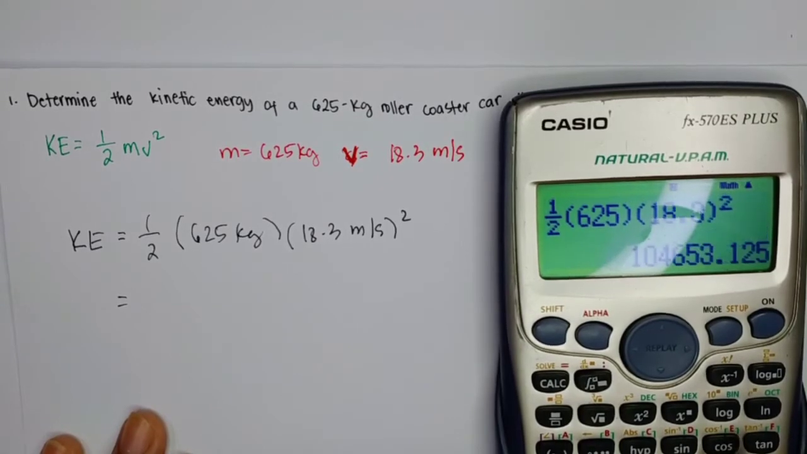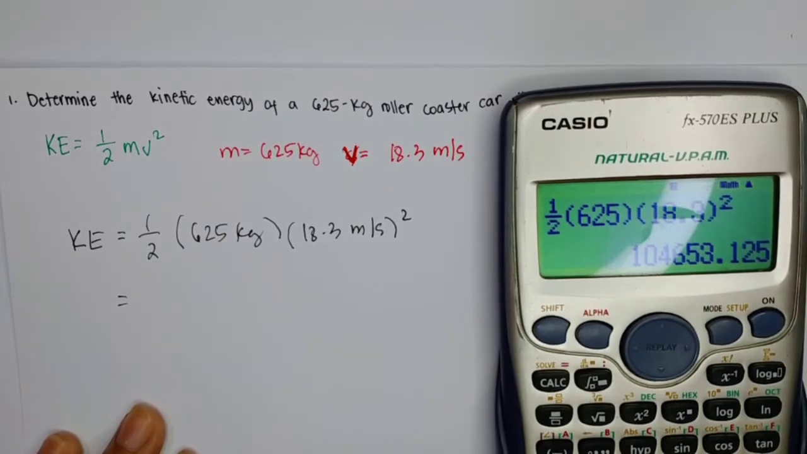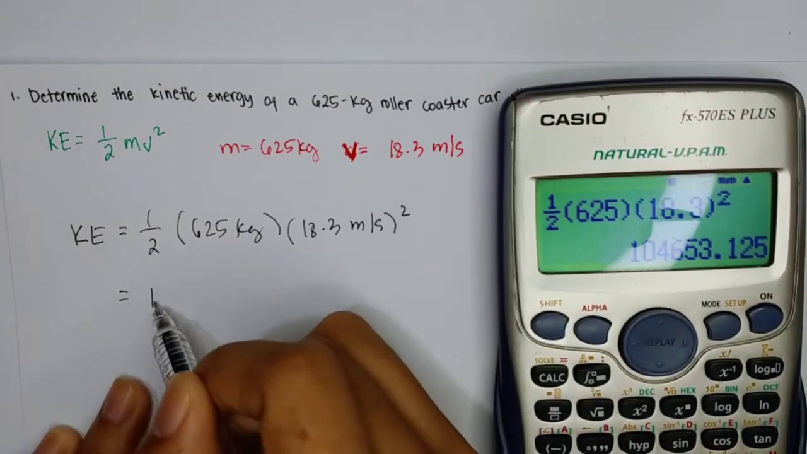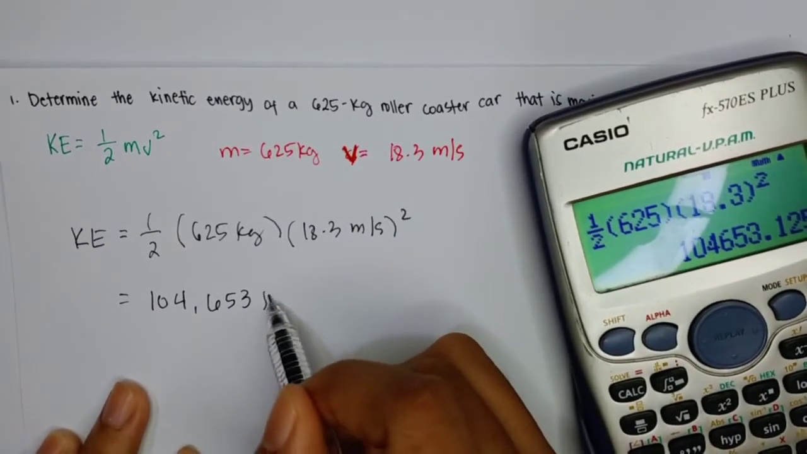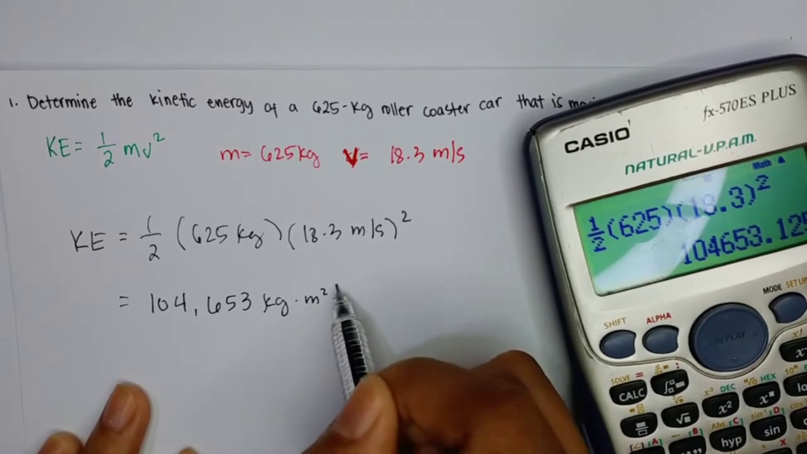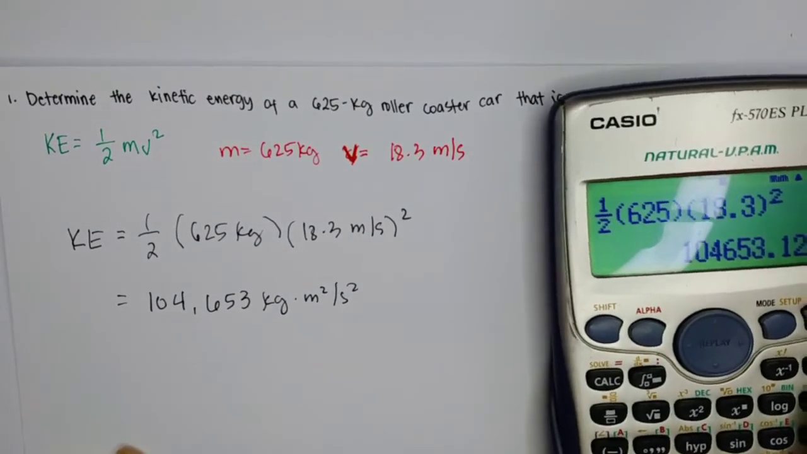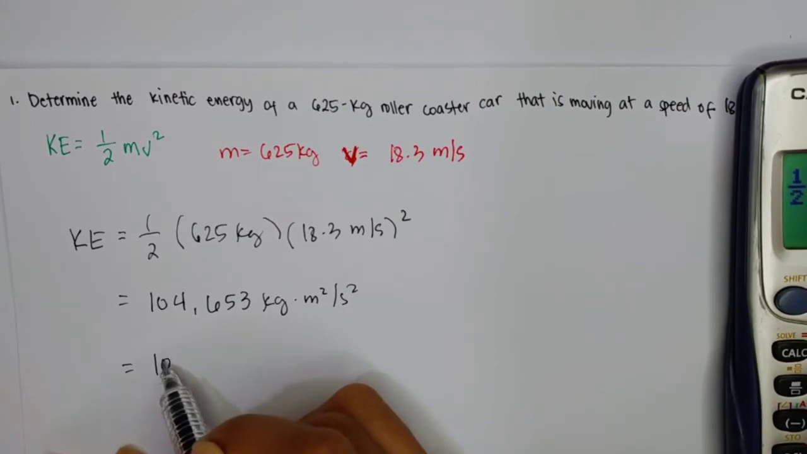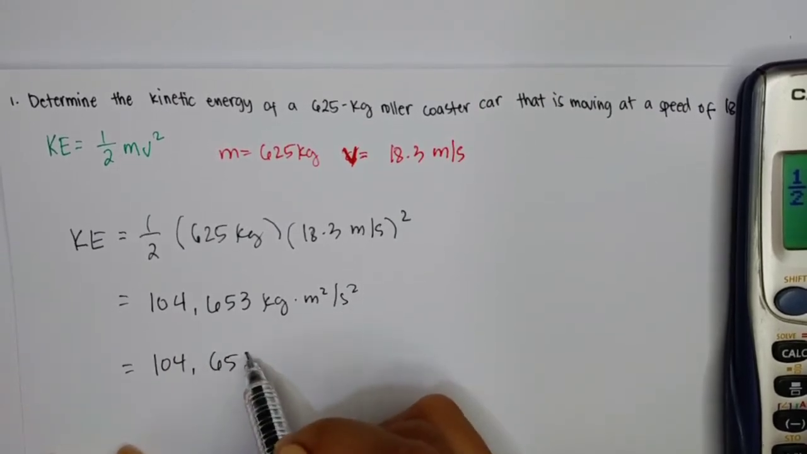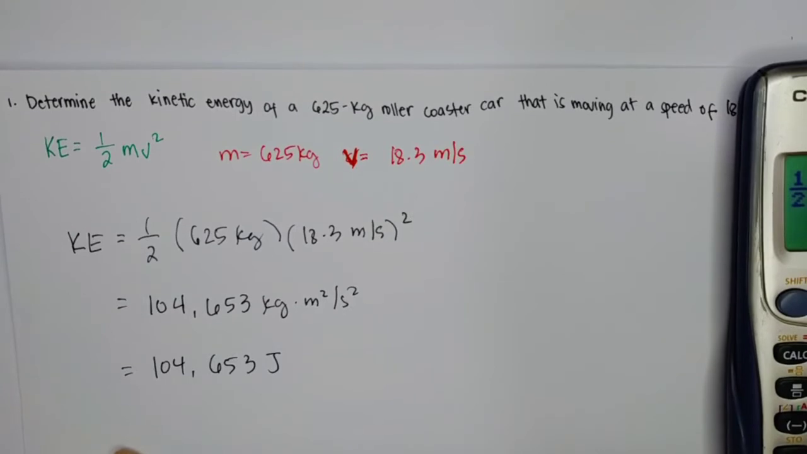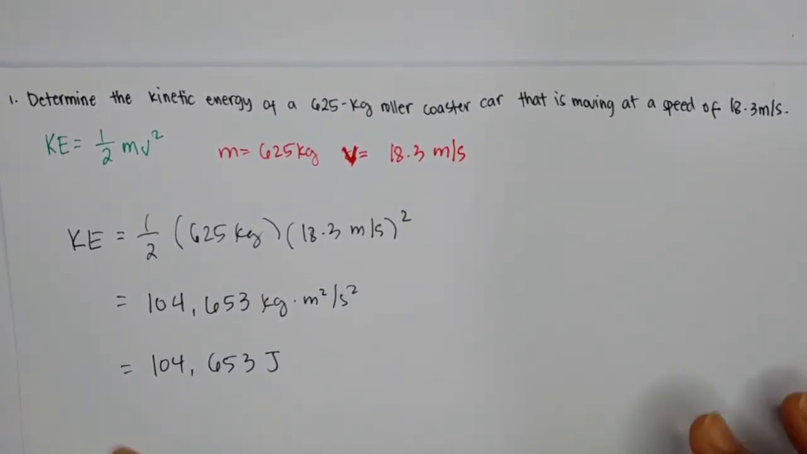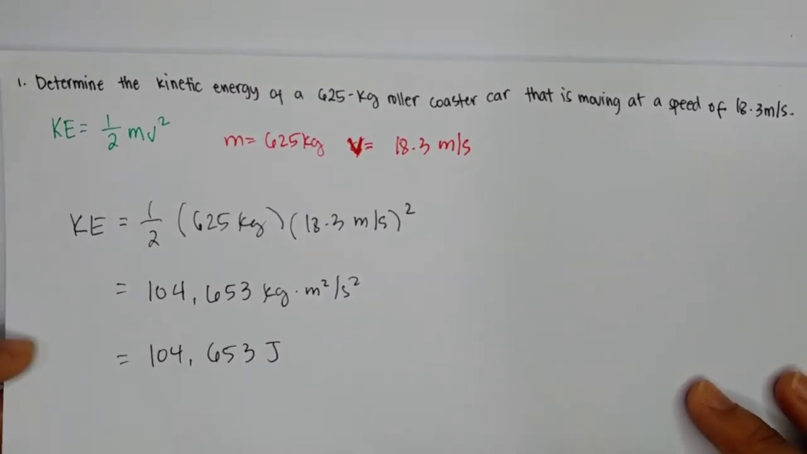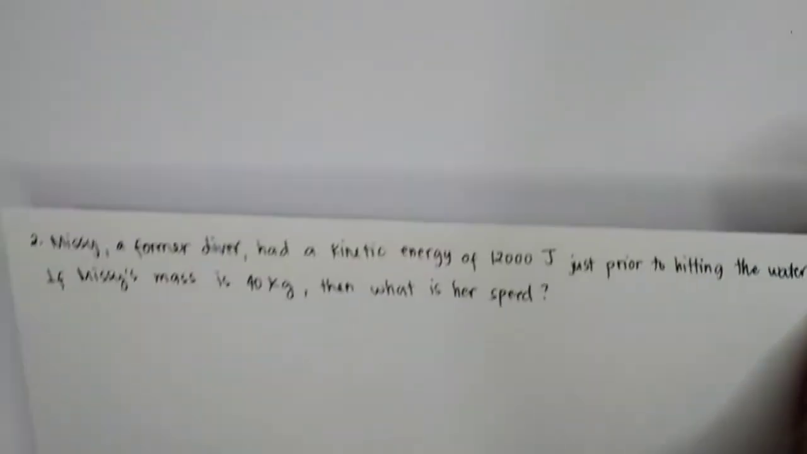So this is our kinetic energy. Let's round it off to the nearest whole number. So this is 104,653 kilogram times meter squared per second squared, or that is 104,653 joules. So that will be our answer for example number 1. Okay? Proceed tayo sa number 2 if walang question.